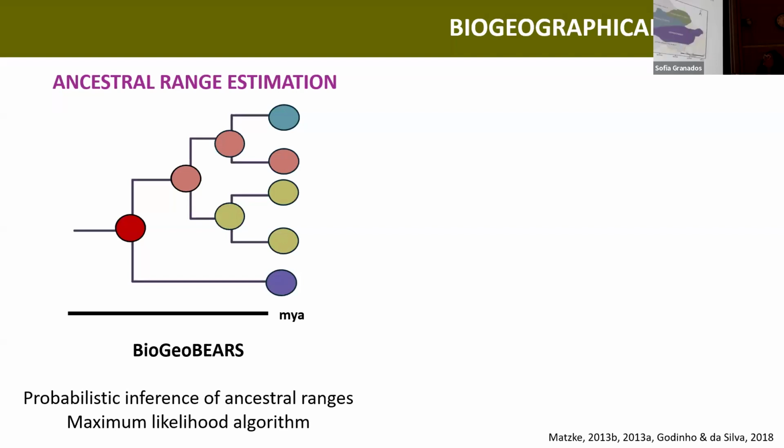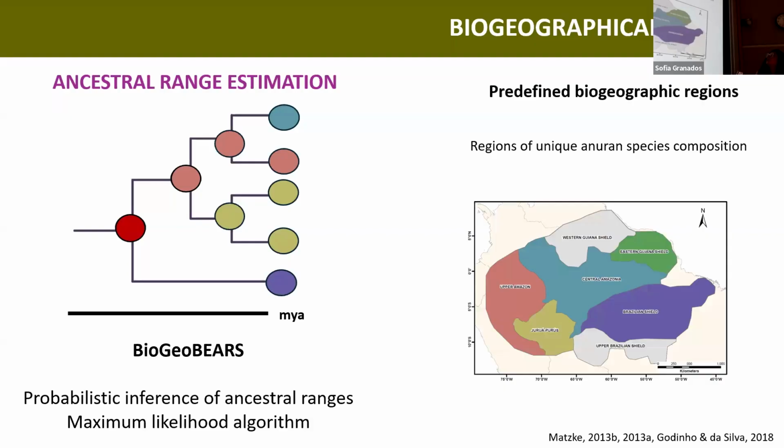This method works with predefined biogeographic regions. So I used these bioregions, as I'm going to be referring to them, that were previously estimated by other researchers. These are regions of unique anuran species composition, and they determined that there are 8 regions in the Amazon. The ones that are in gray are there because I don't have samples there, so I'm going to be focusing only on the ones that I have colors for.